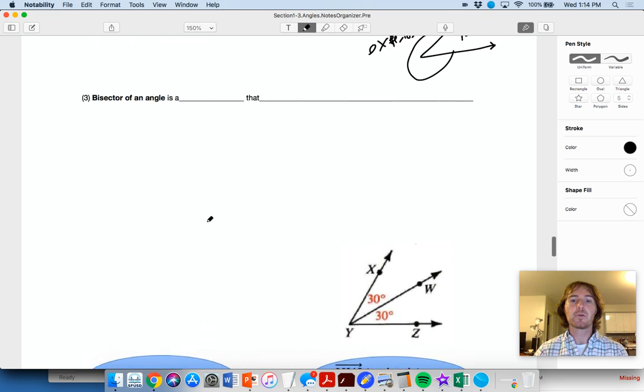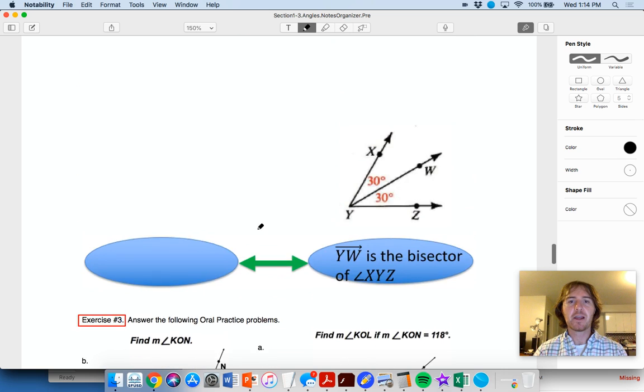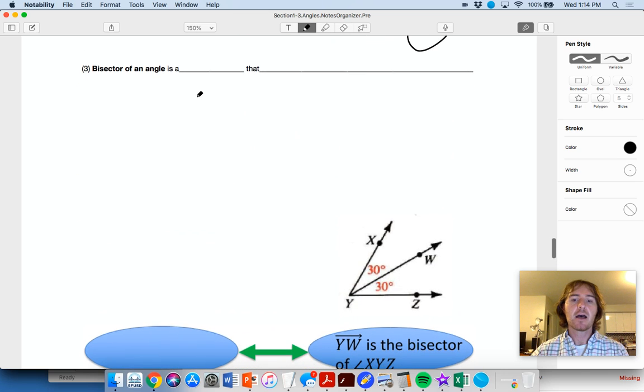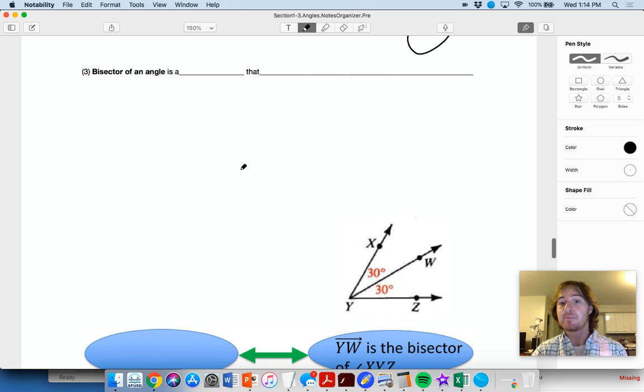Okay, finally, last one, bisector of an angle. Again, my form got all messed up, so I apologize for that. Bisector of an angle is similar to a bisector of a segment. Remember, a segment can get bisected if something's going through the midpoint of the segment, thus creating two congruent segments here.